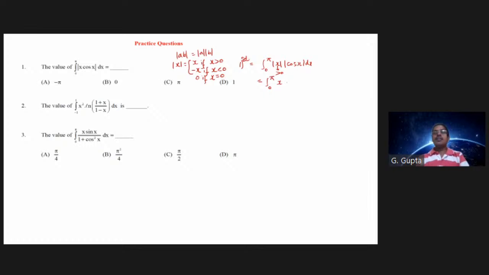But I can't say cos x is positive or not. So let us recall the trigonometry. Cos x is positive in the first quadrant, that is 0 to pi by 2. In the second quadrant, that means 90 degrees to 180, that is pi by 2 to pi, cos x is negative.